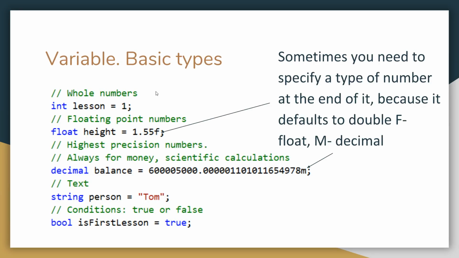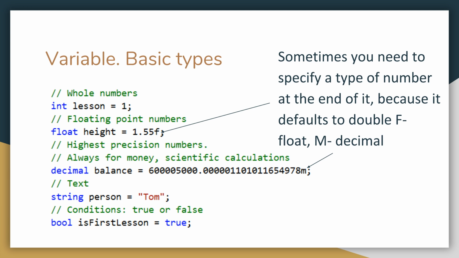And here are the basic types for C#. For whole numbers we use integers. For floating point numbers we use float. Floating point numbers are the core type that you will use for numbers when you don't care, when you just want a number which is not a whole, because it's the fastest and the precision is good enough.